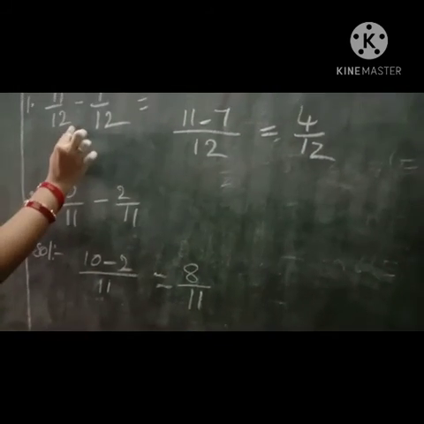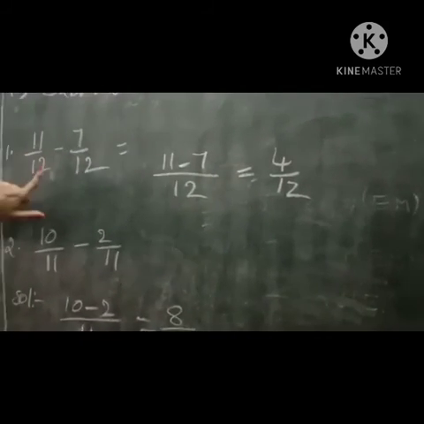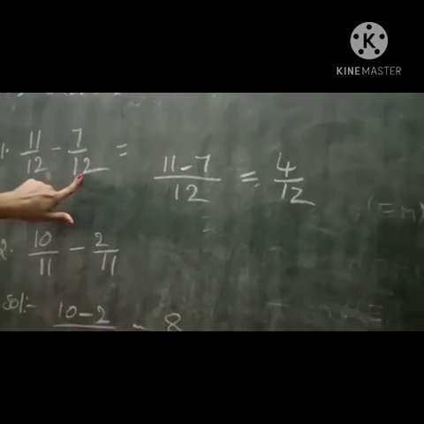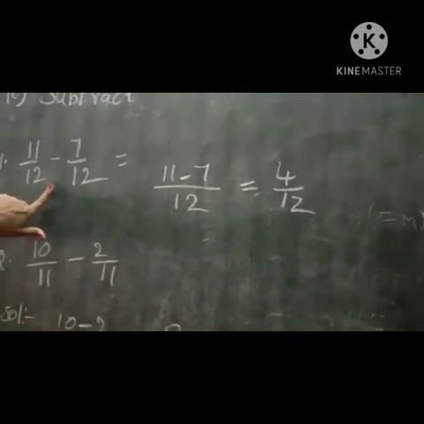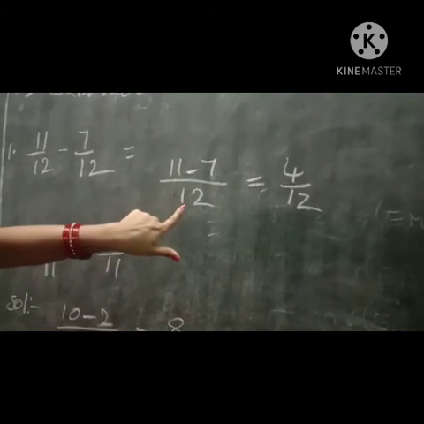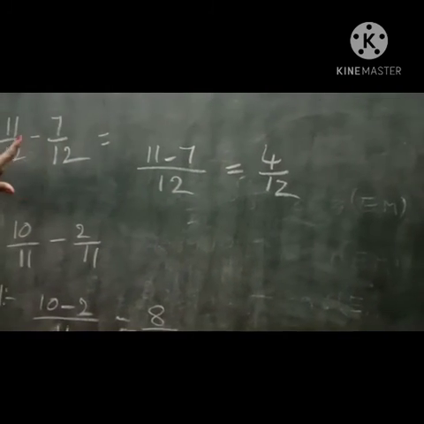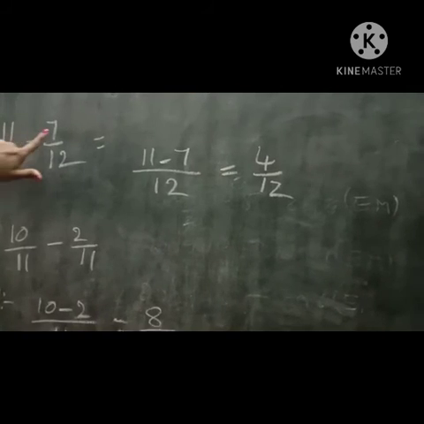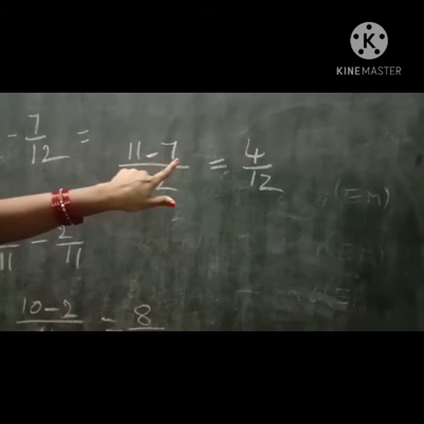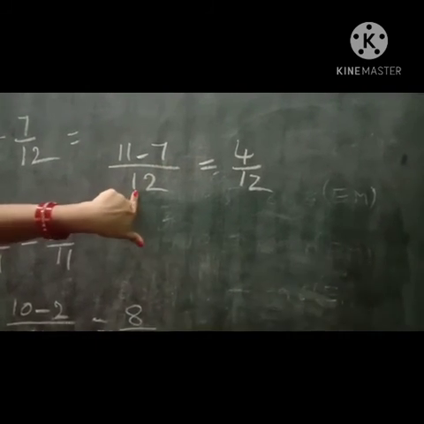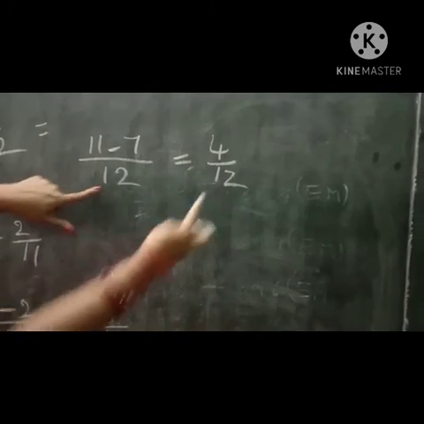See the subtractions once again, I am telling you, children. 11 by 12 minus 7 by 12. Here what is the denominator number? 12 is there, yes, we have 12. What are the numerator numbers? 11, 7. 11 minus 7. So total how much? 4 by 12.